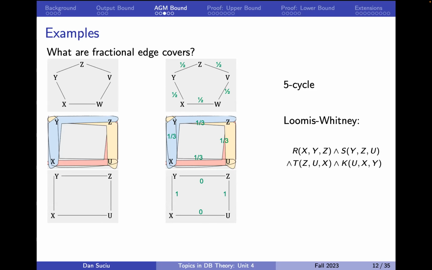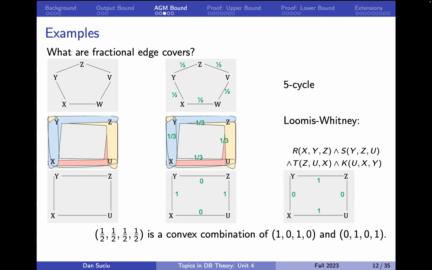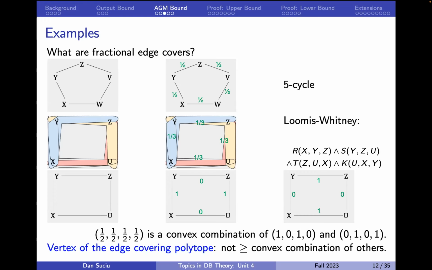It's my choice. But you can argue that also if this is what you do, you can also put 0, 1. So what happened to the 1/2? Well, the 1/2 is a convex combination of the 1 zeros and the 0 1s. And it turns out if it's a convex combination, we don't care about that. It's not going to give us more information than the 2 halves. There is a technical term for this. A vertex of the edge covering polytope. The edge covering polytope are all the fractional edge covers. And the vertex is one that is not a convex combination of others.